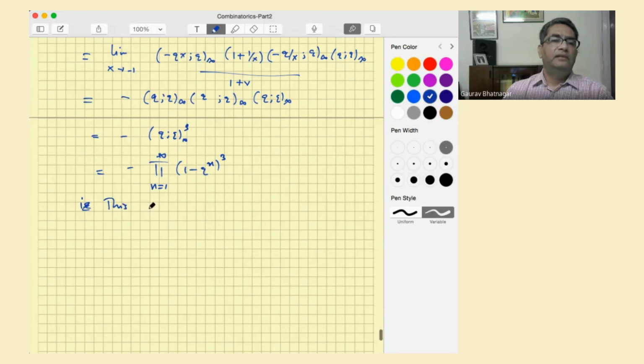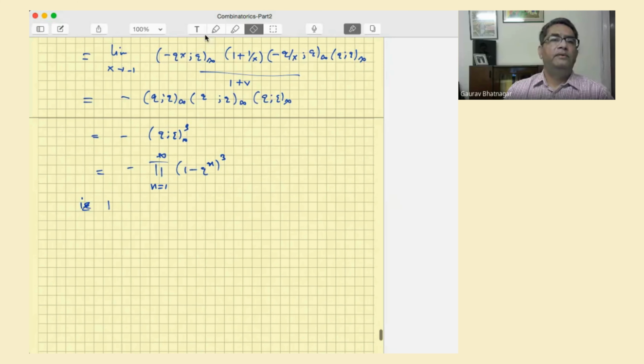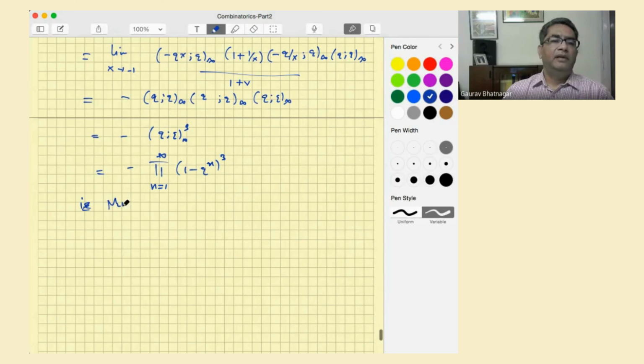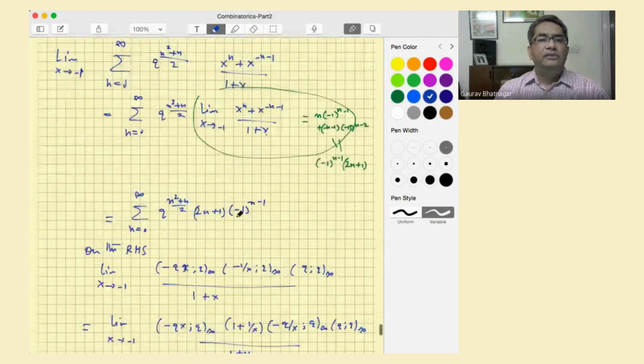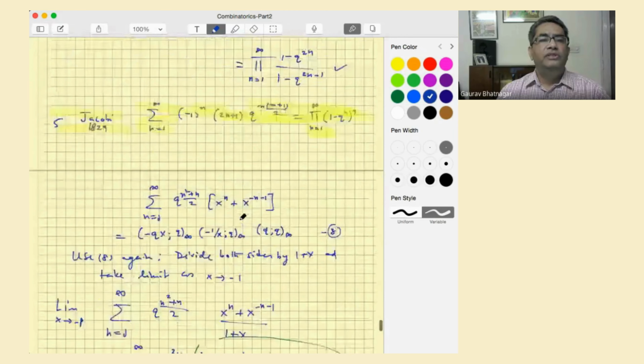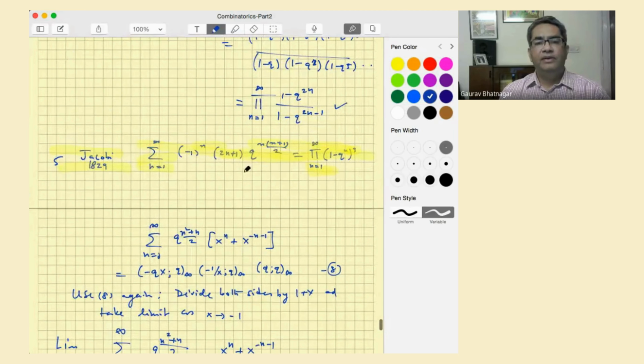Multiply both sides by minus 1. And then we're done. So where are we? Yeah. So what we wanted to prove was this guy: the sum of minus 1 raised per n, 2n plus 1 times q raised per n plus 1 over 2, is the infinite product, 1 minus q raised per n, cube.